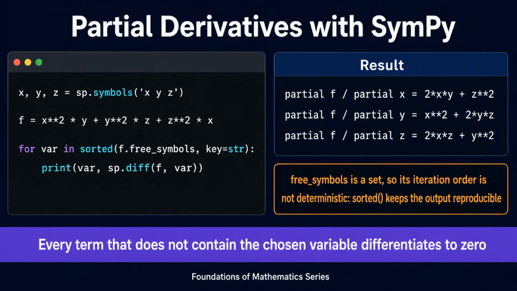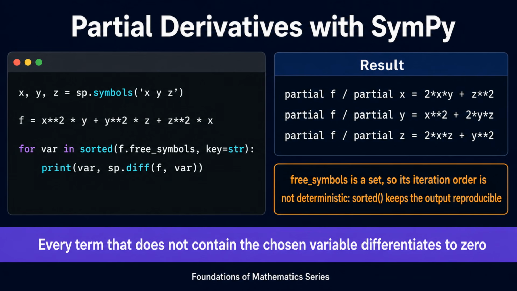SymPy handles the symbolic side with the same function we used before. Declare several symbols at once, then call sympy.diff with the expression and the variable you want. Take f equal to x squared y plus y squared z plus z squared x, a three-variable example where every variable appears in two of the three terms.